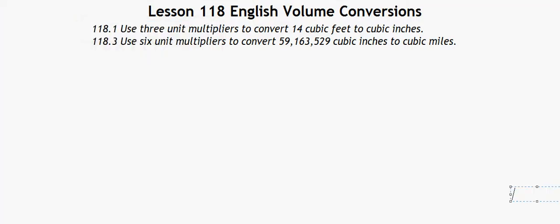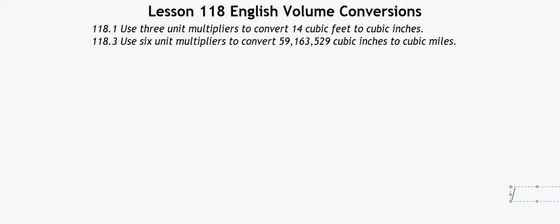Lesson 118 is called English Volume Conversions. It's on page 372. There are conversions with unit multipliers like we've been doing, but for volume. How many dimensions does volume involve? Do you recall? It's going to involve 3 dimensions.